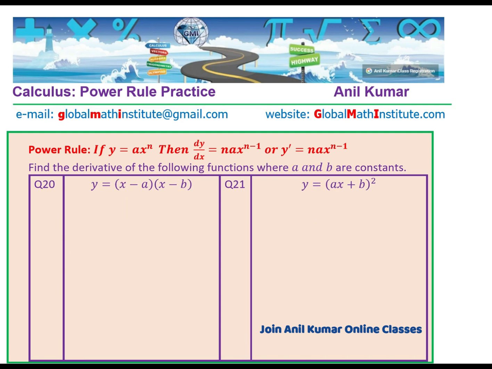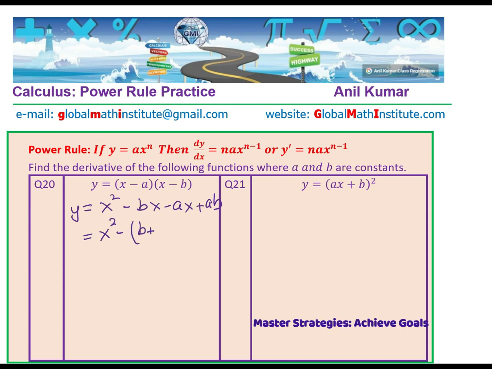Last two examples, I would like you to pause the video and do them yourself. So first you have to expand, right? So we get y equals x squared minus bx minus ax plus ab, right? Product and sum, right? You can write this as x squared minus (b plus a) times x plus ab, which is the same as x squared minus (a plus b)x plus ab, and the derivative therefore should be what?